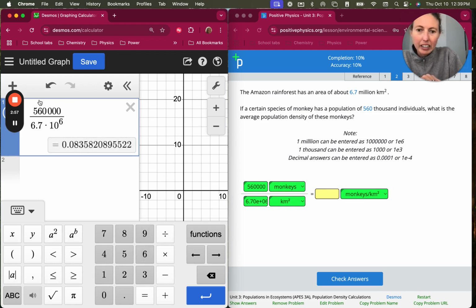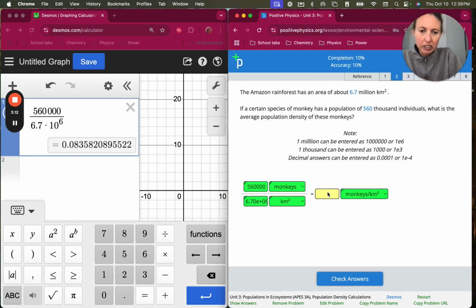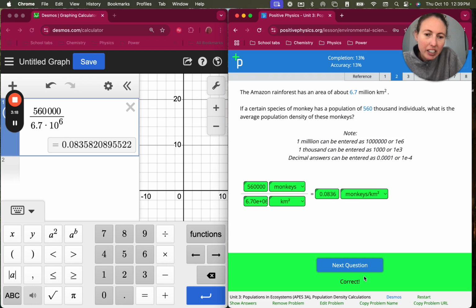So I have 560,000 monkeys. You can see the little space for the thousands. Divided by 6.7 times 10 to the 6th square kilometers. And here's my answer, 0.08358. So I'm going to put our answer over here, 84, and check and make sure, and that's correct. So we're all set. I'm going to show in another video how to set up some unit analysis problems for population density.